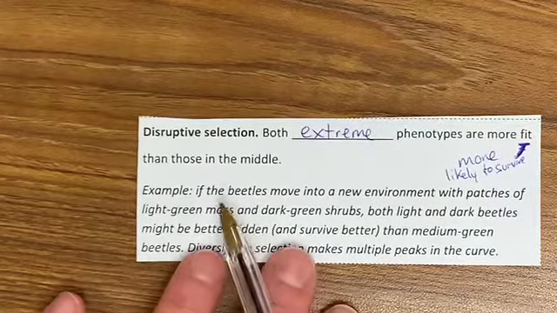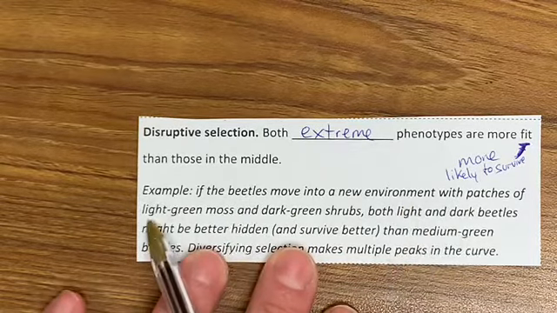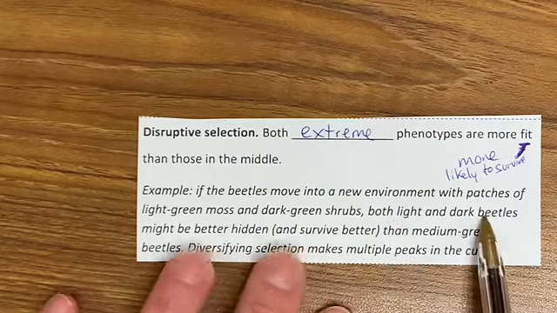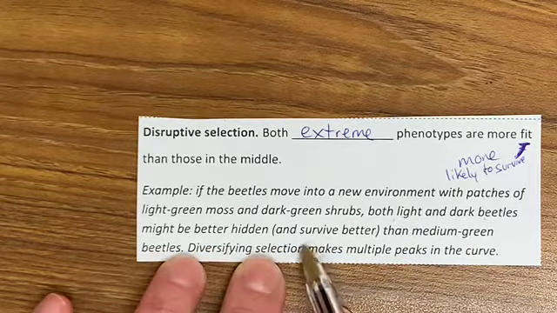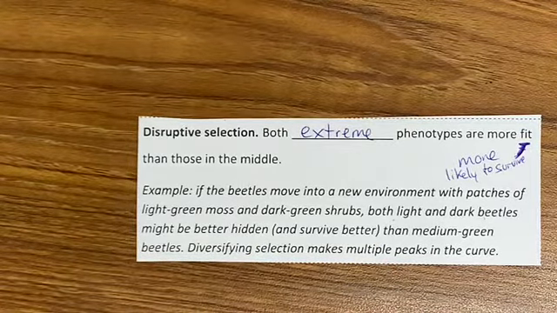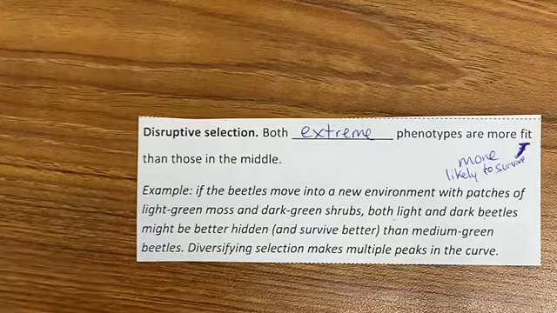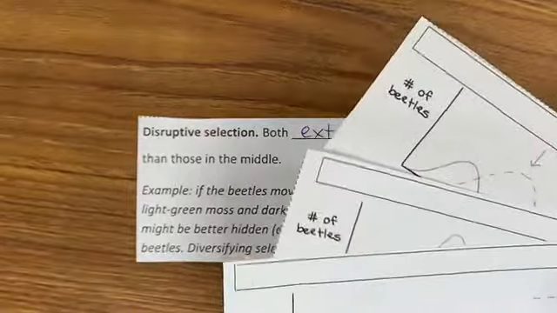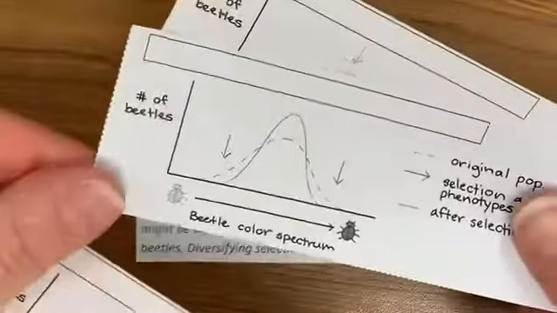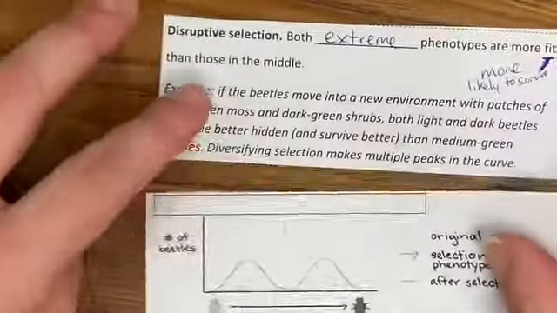Okay, so back to examples of beetles. If beetles move into a new environment that has patches of light green moss and dark green shrubs, both light and dark beetles might be better hidden and therefore survive better than the medium green beetles. All right, diversifying selection makes multiple peaks in the curve. Which graph is it? Is it this one? Is it this one? Or is it that one? Last graph, right there.